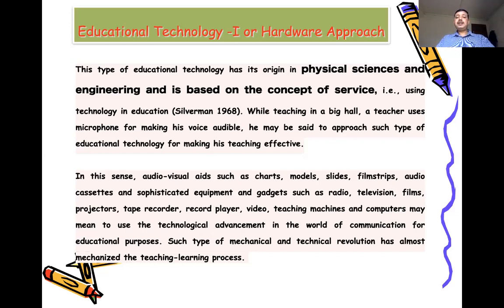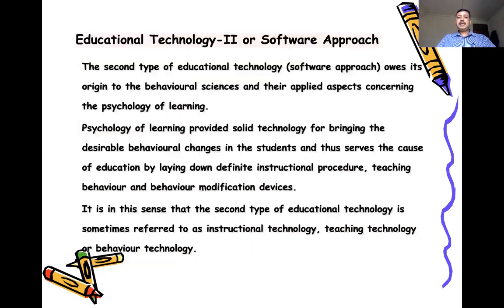In this sense, audiovisual aids such as charts, models, slides, film strips, audio cassettes, and sophisticated equipment and gadgets such as radio, television, films, projectors, tape recorder, record player, audio recorders, teaching machines, and computers. I mean, the technological advancement in the world of communication for educational purposes. Such type of mechanical and technical revolution has almost mechanized the teaching and learning process.